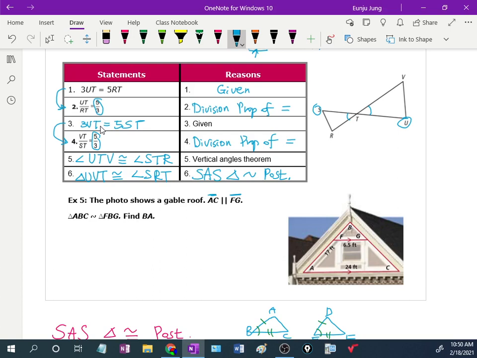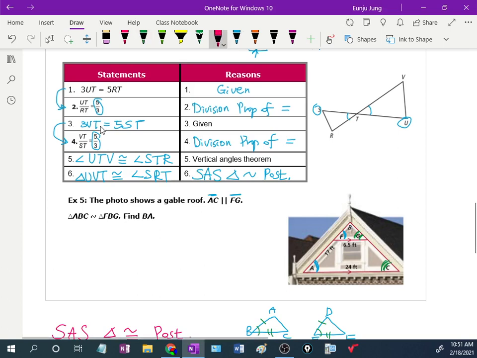If we have parallel lines, angle A is congruent to angle F. Why? Because they are corresponding angles, okay? Same location angles from two parallel lines and a transversal, we have corresponding angles. Like this, angle C is congruent to angle G. Why? Because they are corresponding angles again, okay?